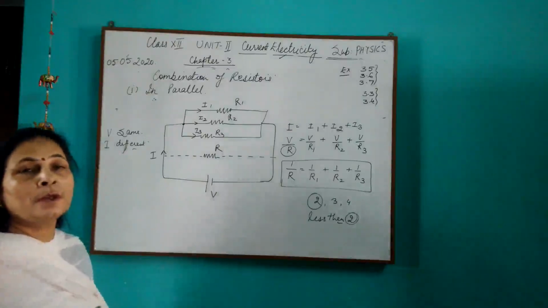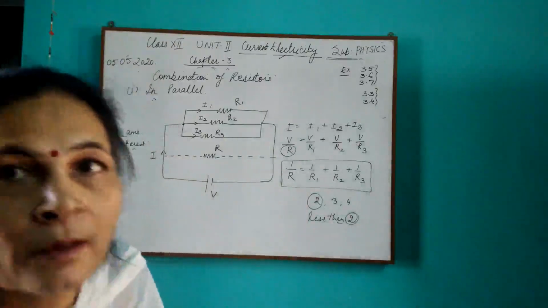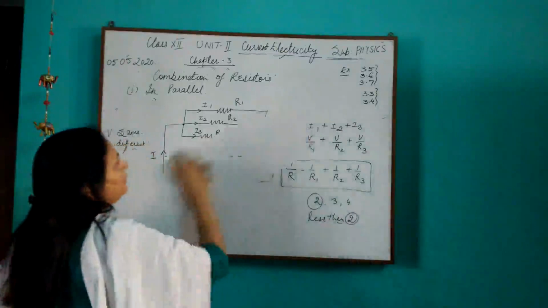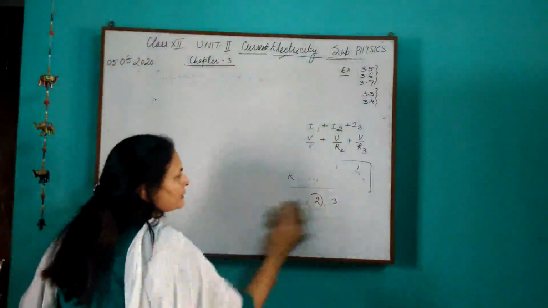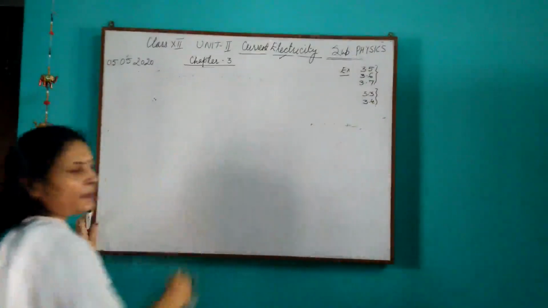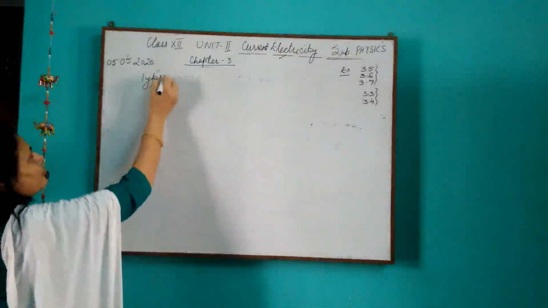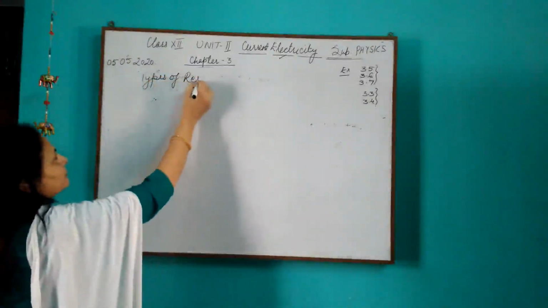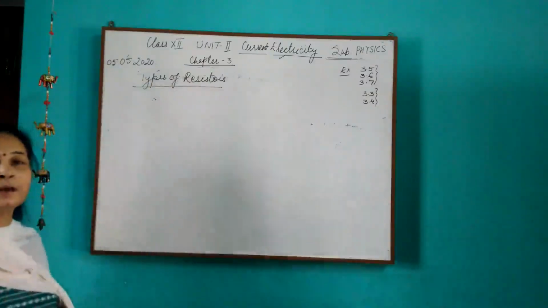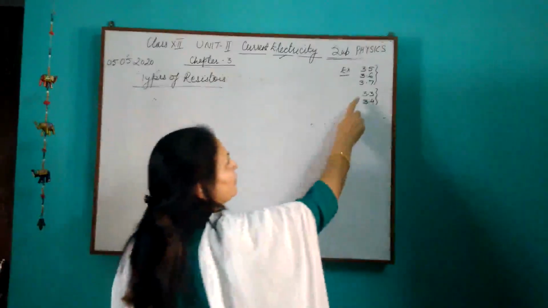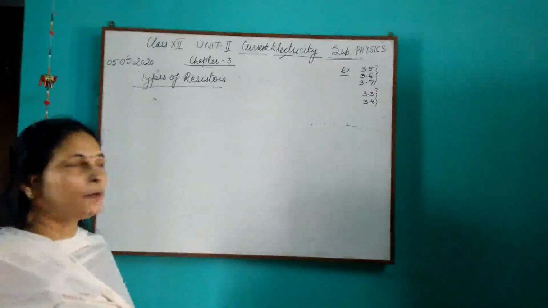Now we'll talk about how many types of resistors we can have. See, we do have two types of resistors. Once we have done the series and parallel combination, you can do from your NCERT book the unsolved exercises 3.3 and 3.4. That you can try doing.